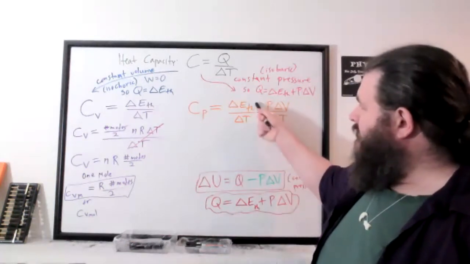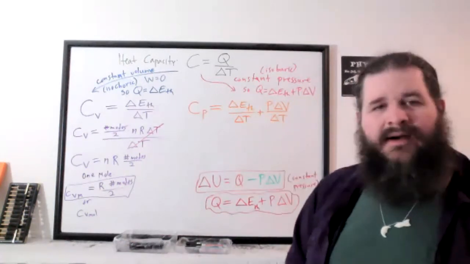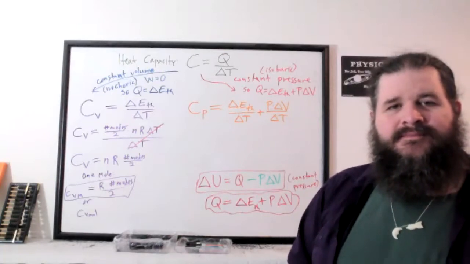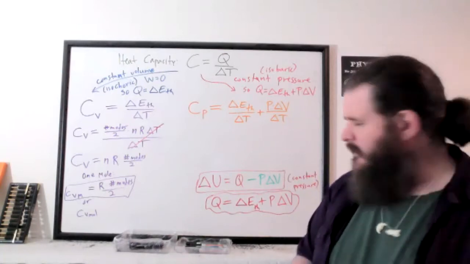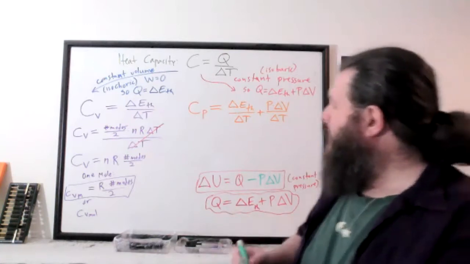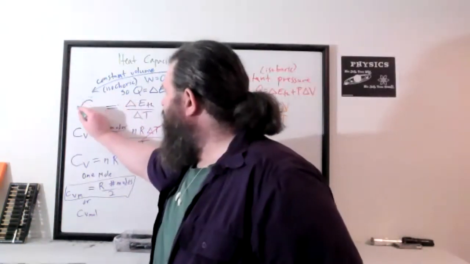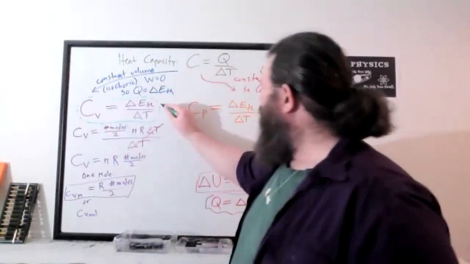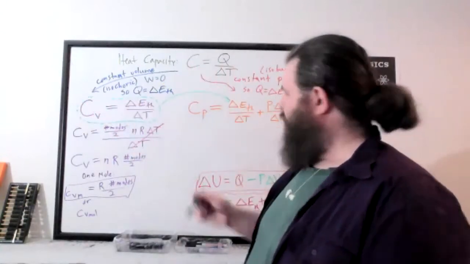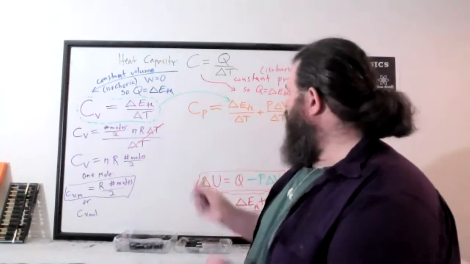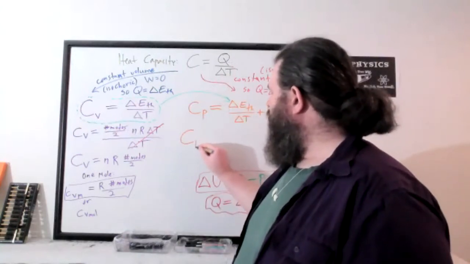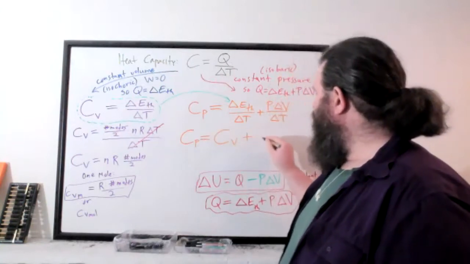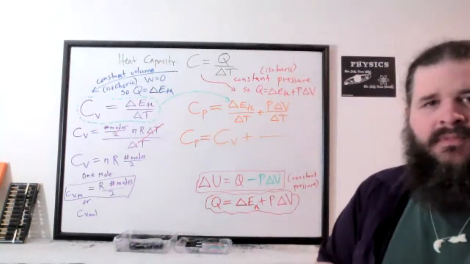And now we can make some further substitutions. First term, we've got delta E thermal over delta temperature. Where else have you just seen delta E thermal over delta temperature? CV. Yeah, that's just CV. So since CV is delta E thermal over delta temperature, we can make this substitution here. We can say that constant pressure heat capacity is constant volume heat capacity plus this extra term.